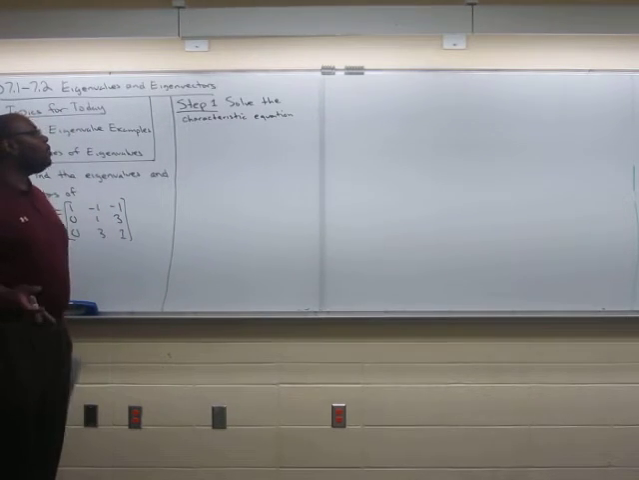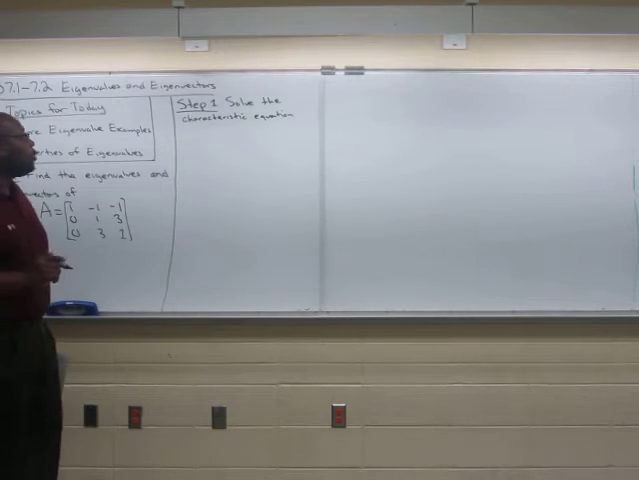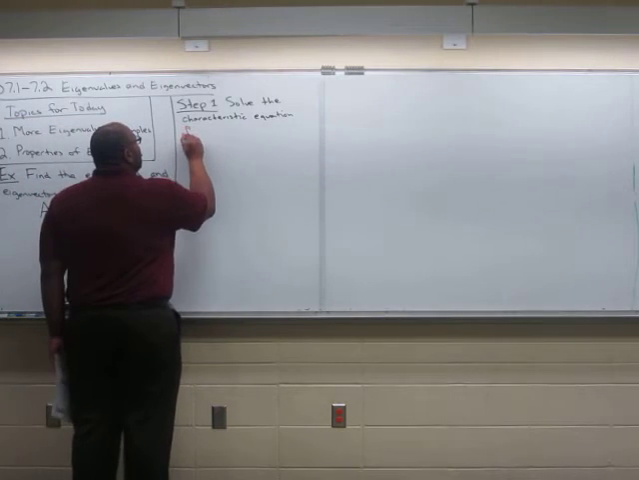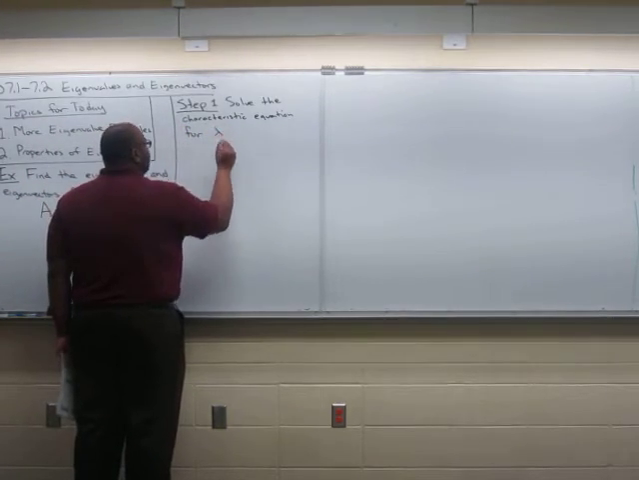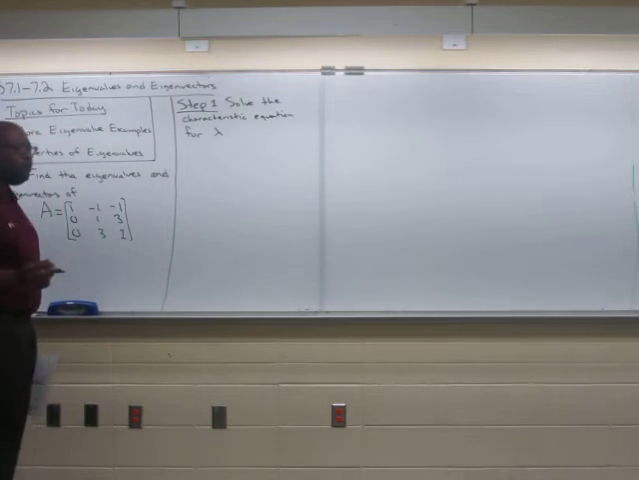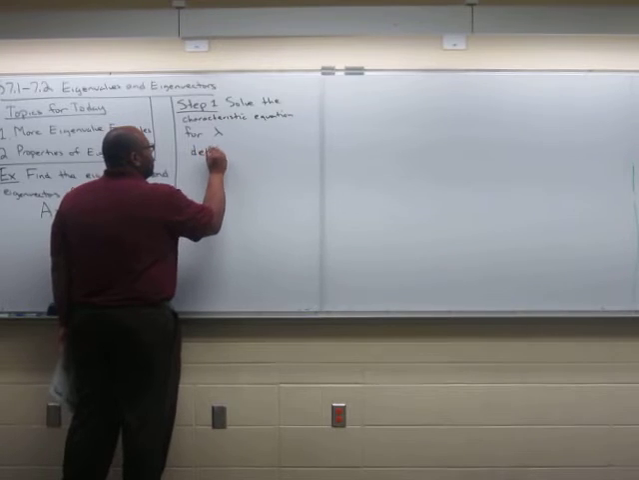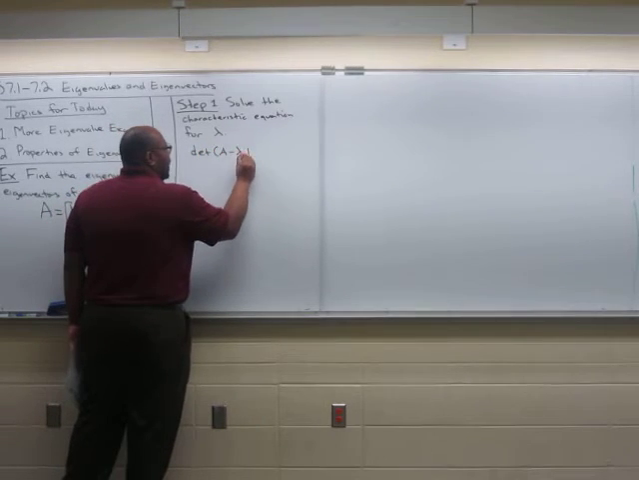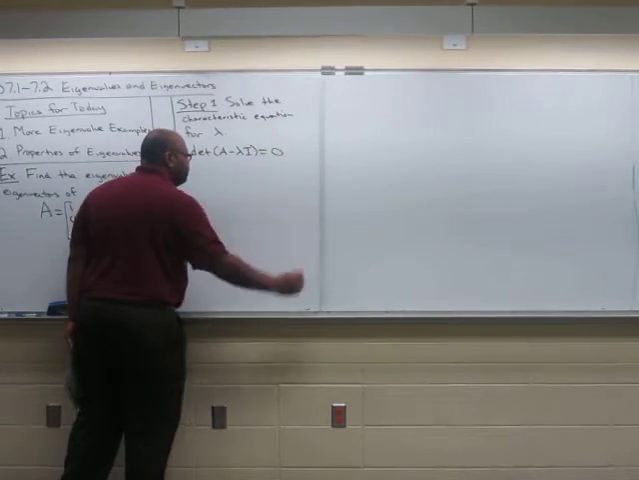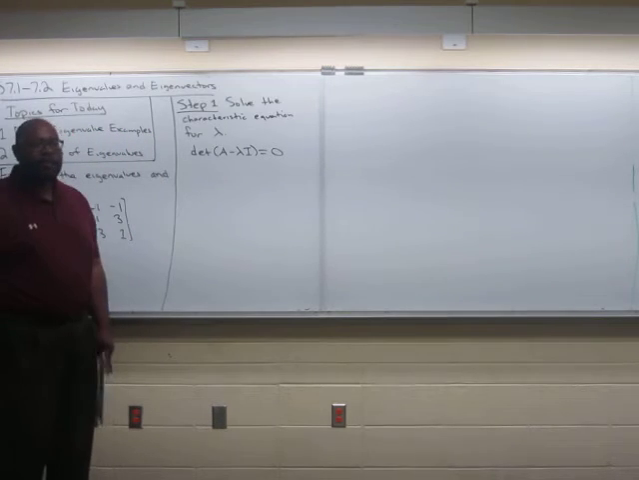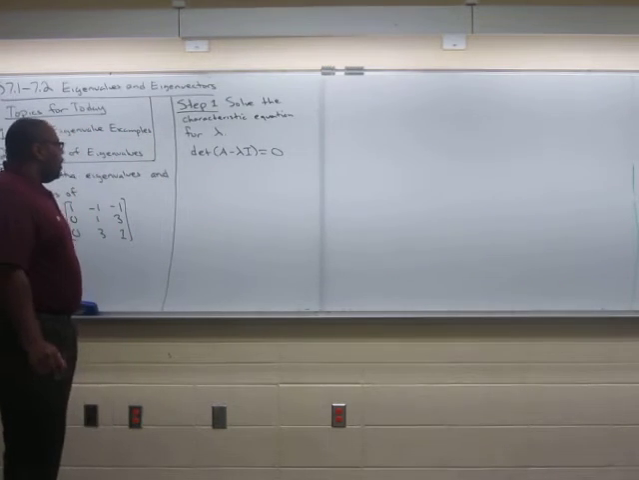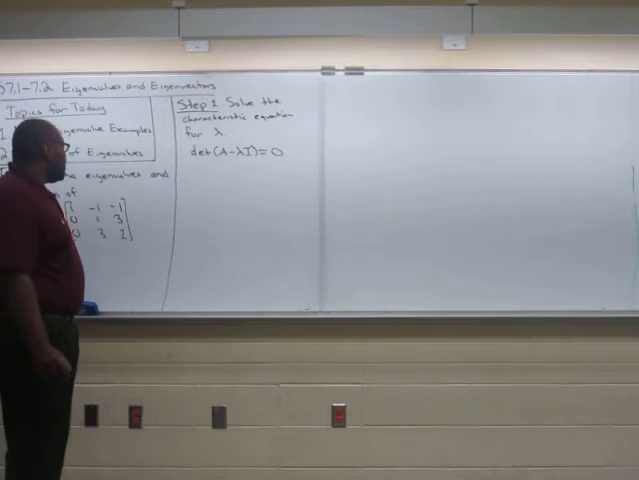Anyway, I want to find the characteristic equation and solve for lambda. That's what we're going to do. If you remember from last time, my characteristic equation was given by the determinant of A minus lambda I equal to 0. So let's find out what A minus lambda I is.